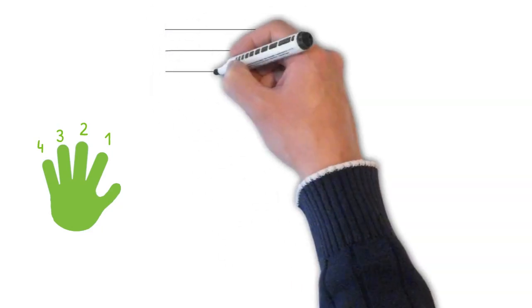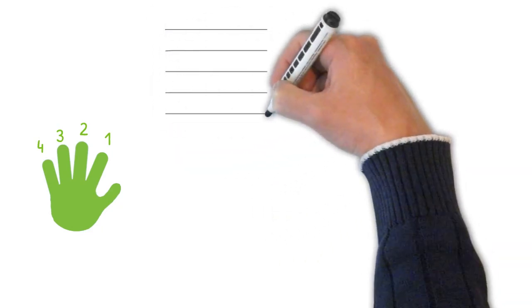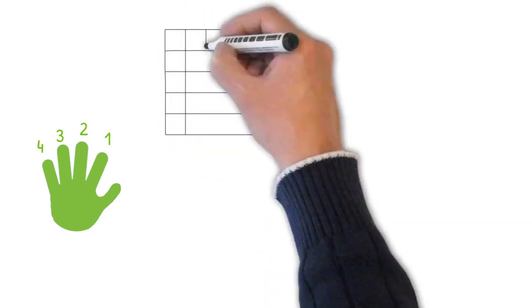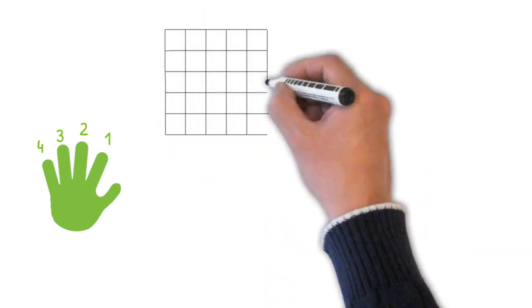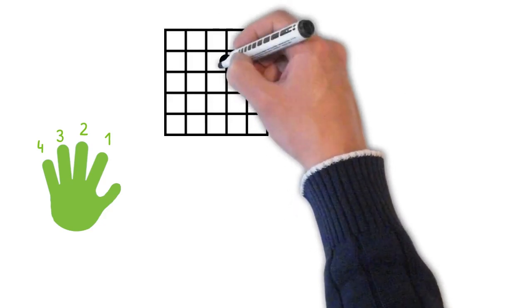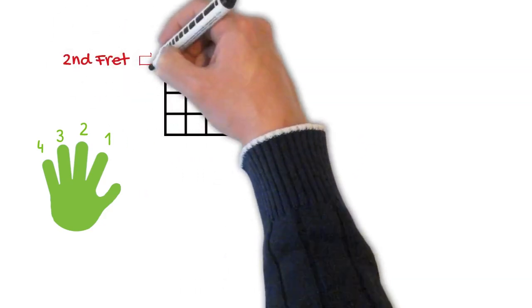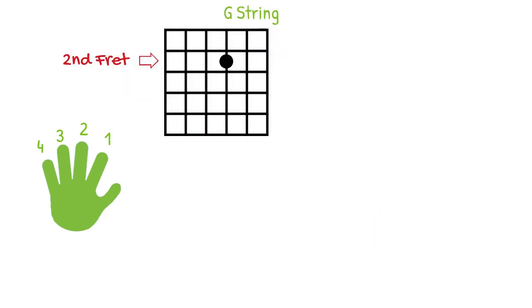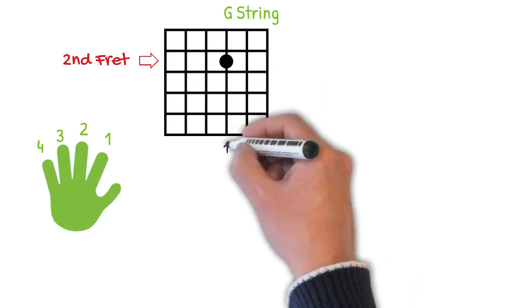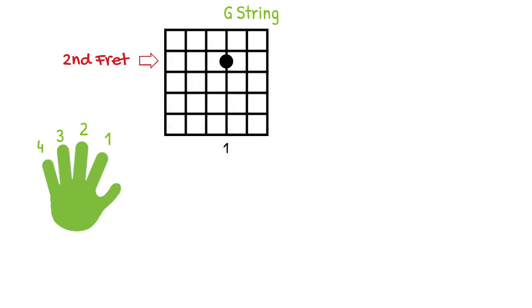How do we know where to put which finger? Remember that in a chord diagram, the horizontal lines are the frets and the vertical lines are the strings. Finger locations are indicated by dots. This dot indicates that you should press down in the 2nd fret on the G string. And this indicates that you should use finger number 1 to do so. It is important to know that the location of these numbers are not always the same. Sometimes they are not even included, in which case you should use your discretion about which finger to use.